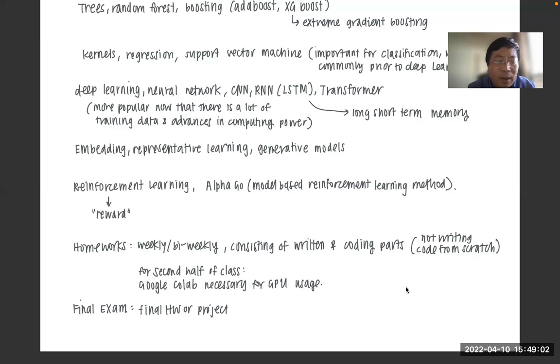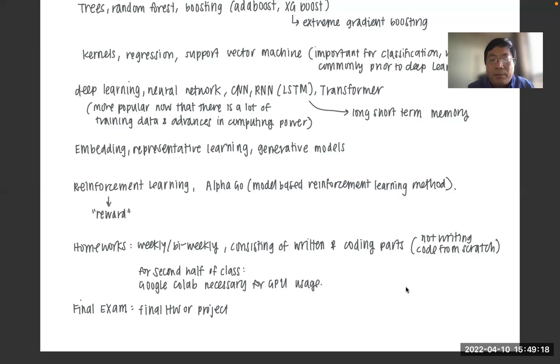And as to the final exam, it will be mostly like a final homework or final project. So it will be take home. So you finish within 1 week, I think, in the finals week.